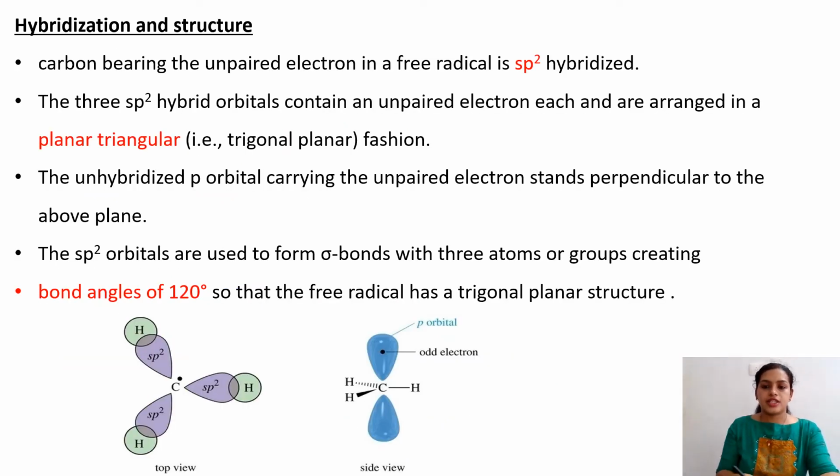Regarding the hybridization and structure, it is very similar to that of the carbocations. This is also sp2 hybridized, and the shape is the same, planar triangular, and the bond angle is 120. The only difference is that there is an unpaired electron present on the unhybridized pz orbital. In the case of carbocations, the pz orbital was empty, but here there is an electron. That is the only difference. All other things are the same as we have discussed in the case of carbocations.